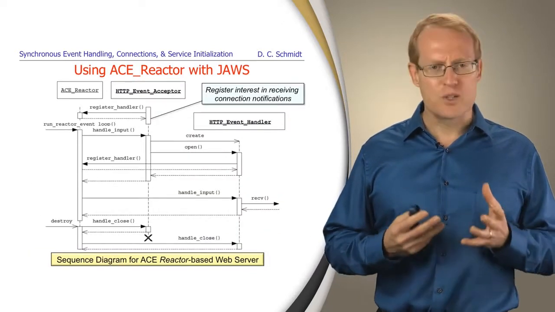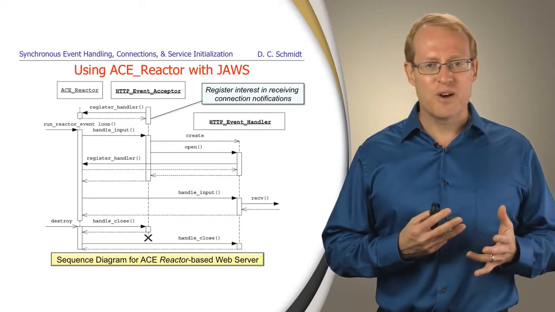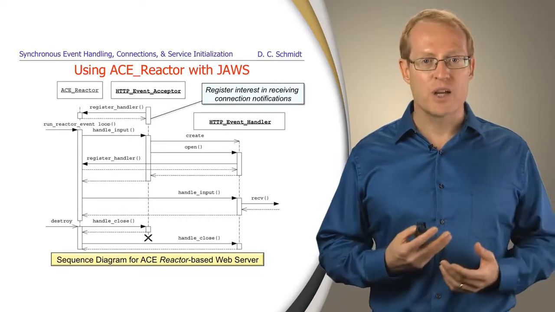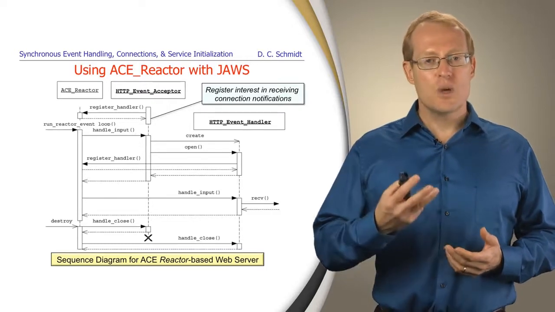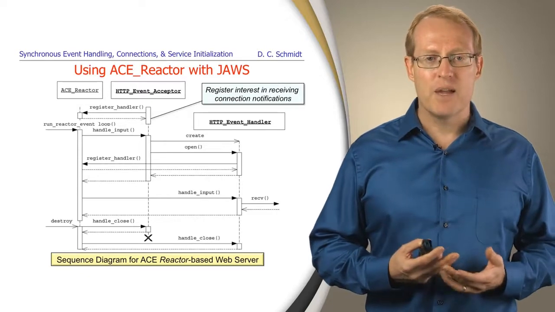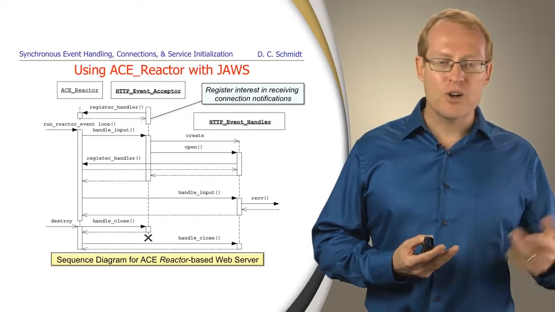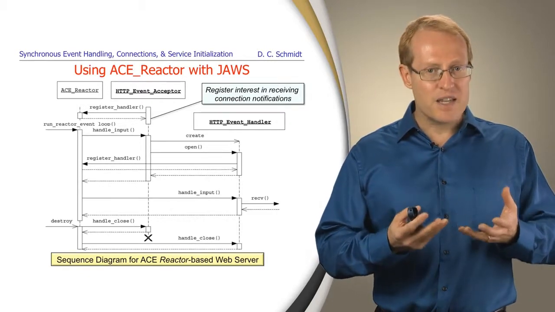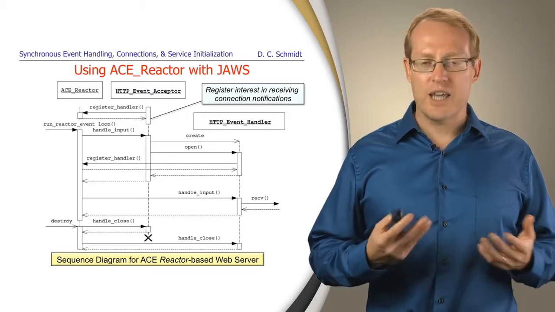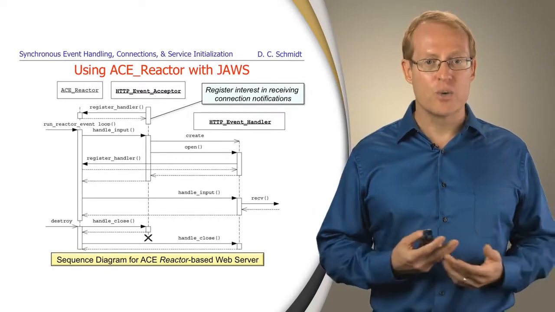Sometimes it's hard when you look at source code to really see how the various callbacks are taking place and the relationships between the various objects involved in the design. So for the next couple of slides, I'm going to walk you through a sequence diagram illustrating how the reactor and the HTTP event acceptor and the HTTP event handler talk to each other in order to carry out the processing logic I just showed you in code.